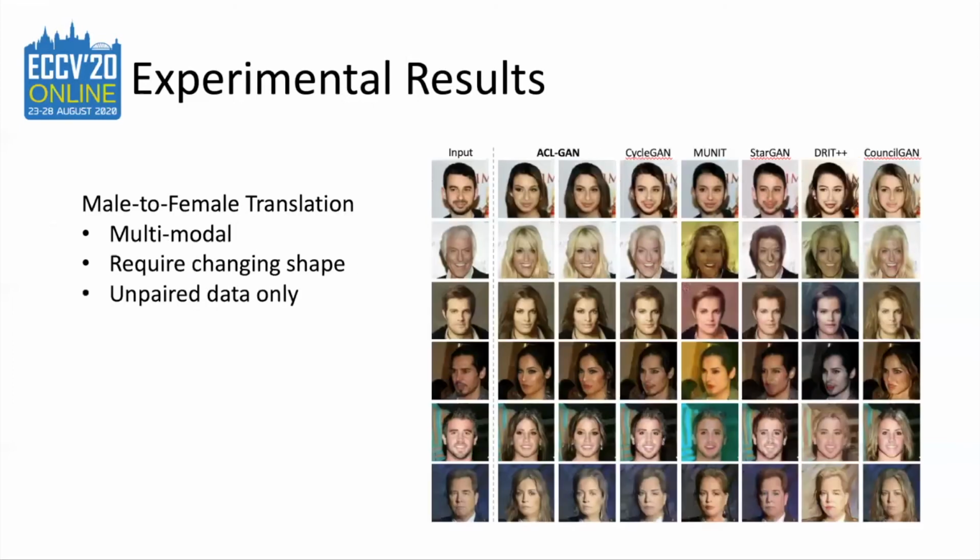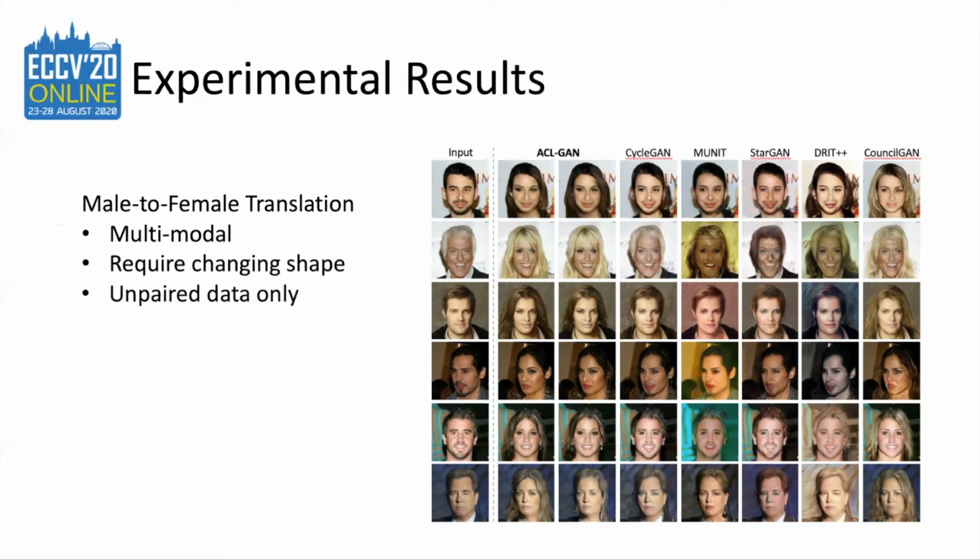The goal of male to female translation is to generate a female face when given a male face. And these two faces should be similar except for gender. Compared with glasses removal, this task does not require removing objects, but there are three difficulties in this translation task. First, this task is a typical multi-modal problem because there are many possible ways to translate a male face to a female face. For example, different length of hair. Second, translating male to female realistically requires not only changing the color and texture, but also shape, such as the hair and beard.